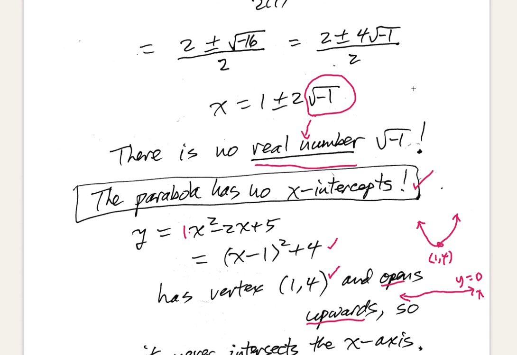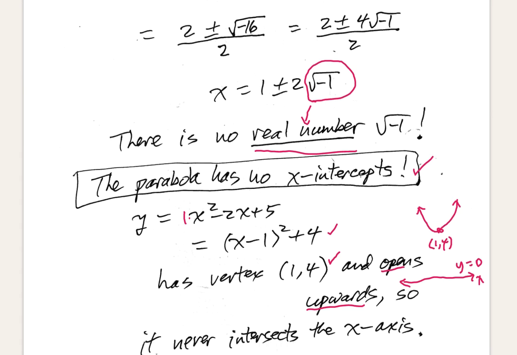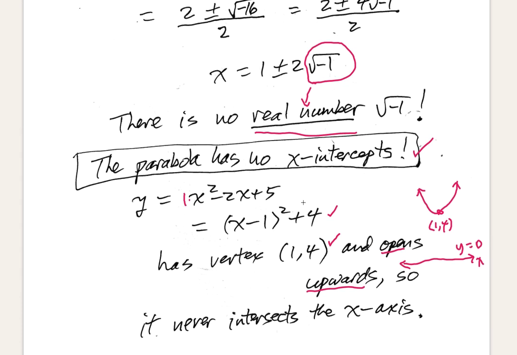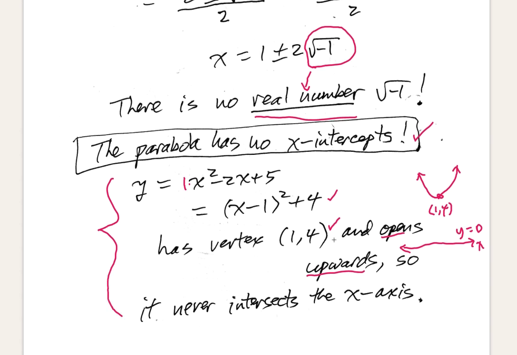But the idea is, if you're looking for x-intercepts of a parabola and you get something other than a real number for your solution, like a square root of a negative number, then you know the parabola has no x-intercepts. You do not have to do this second part. I'm just doing that to reiterate the point that this particular parabola has no x-intercepts, okay?